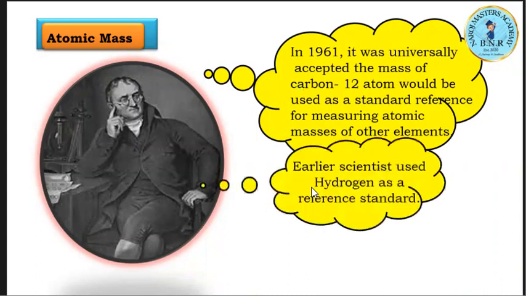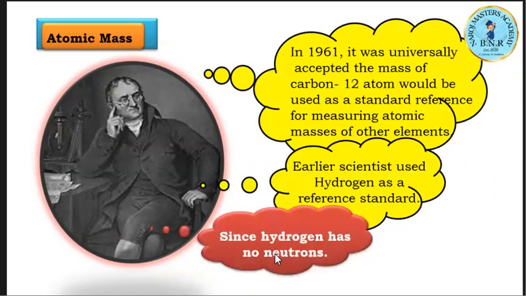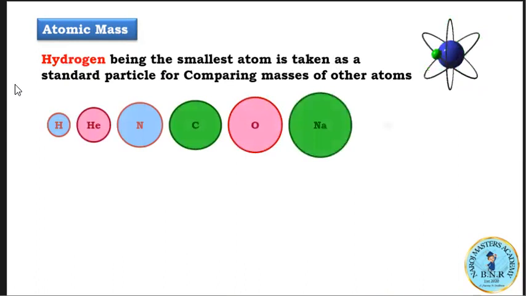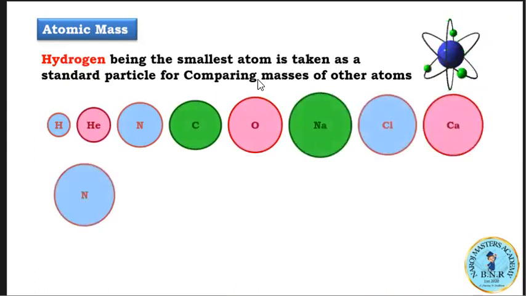Earlier, scientists used hydrogen as a reference standard. As we know, hydrogen is the smallest compared to all the elements, and its atomic mass is very, very small. Since hydrogen has no neutrons, the atomic mass of hydrogen, being the smallest atom, is taken as a standard particle for comparing the mass of other atoms.